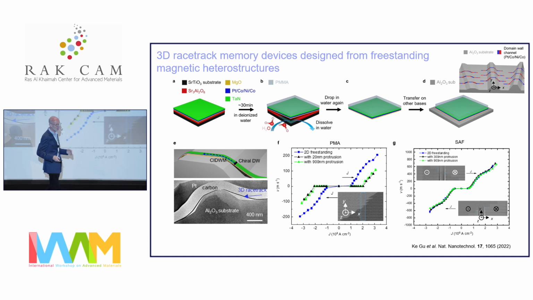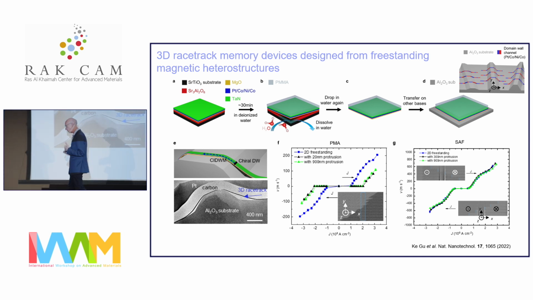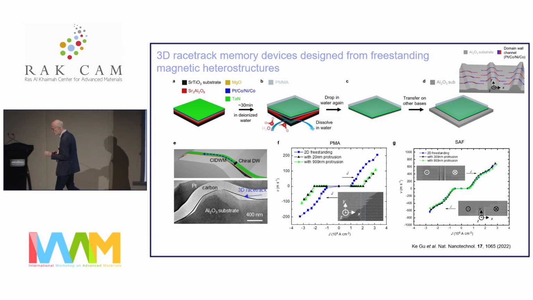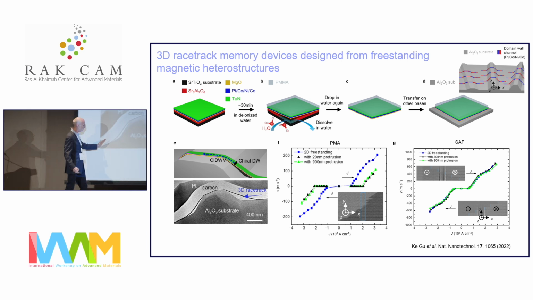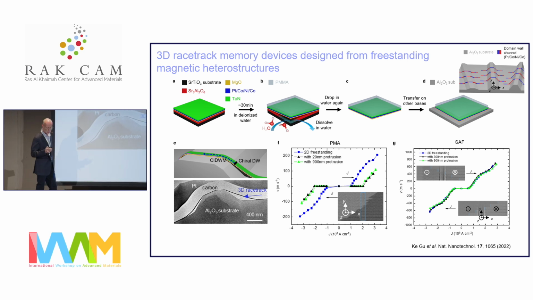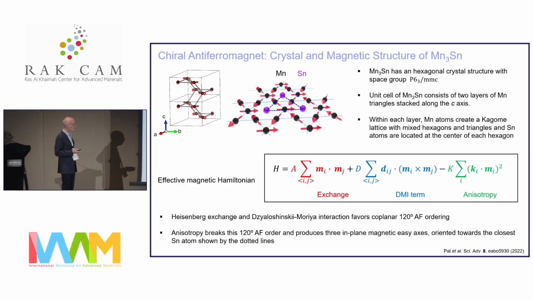So effectively, we've been able to build what we think is the first really three-dimensional racetrack in this form. We think it's quite elegant, and as I said, you can see that this racetrack really is almost following the contours of these hillocks as shown here.